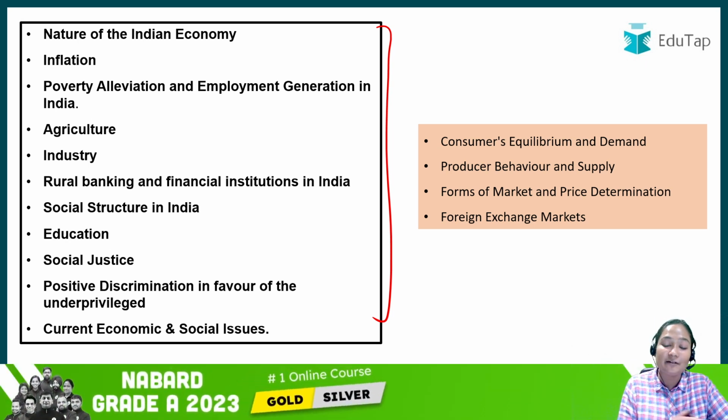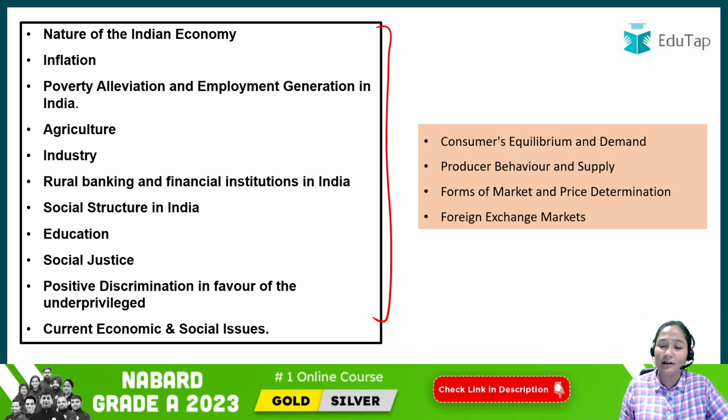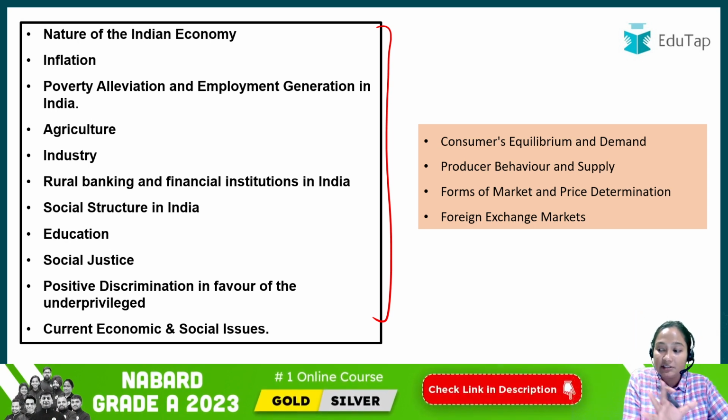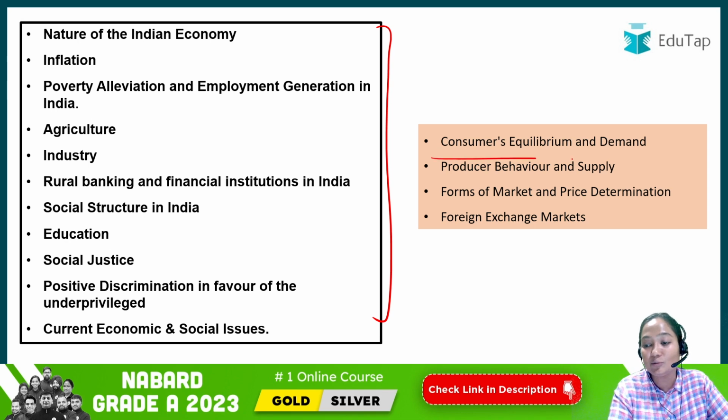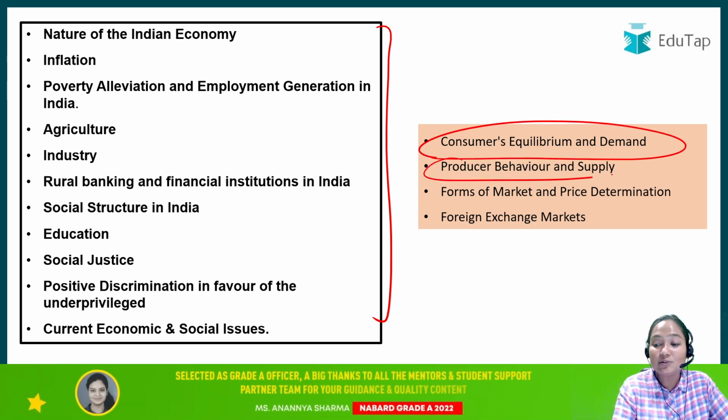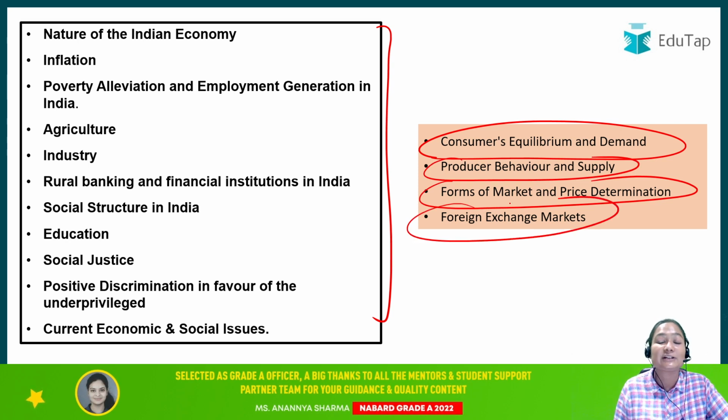So that is why I have not listed out a lot of topics here, and what topics you should try to do. See, these are the topics that you will see. Any economics book that you are referring to, which starts with introduction to economy, will have these topics in there. But these are the topics that you shouldn't do if you're preparing for NABARD. These topics will be consumer equilibrium and demand, producer behavior and supply, forms of market and price distribution, and foreign exchange market. These are the topics that are not asked in your NABARD at all.